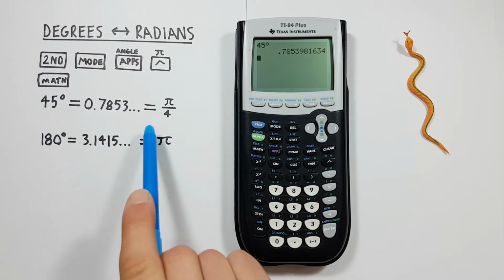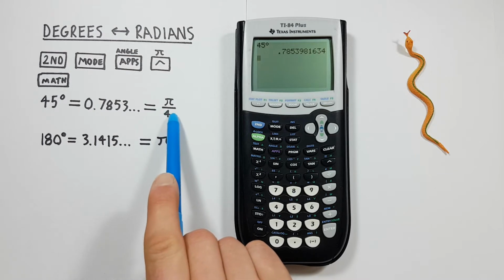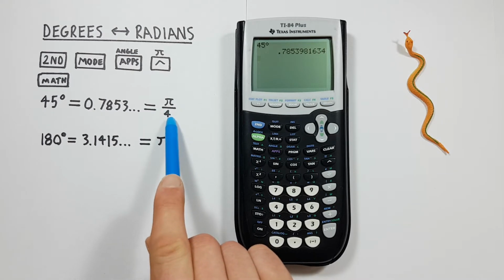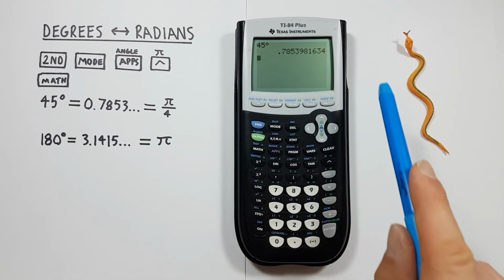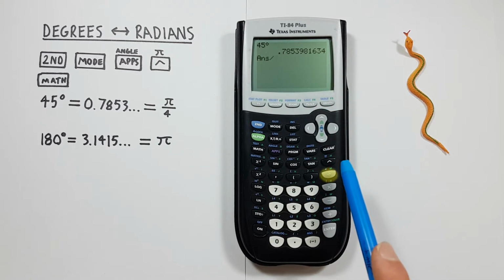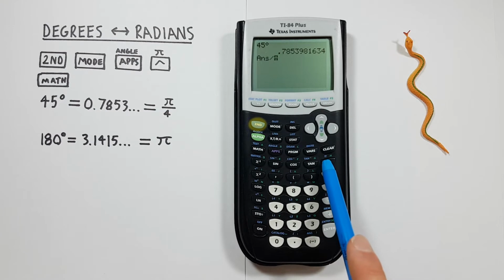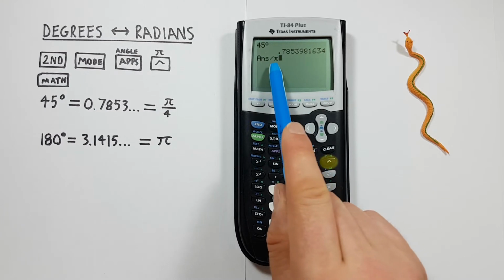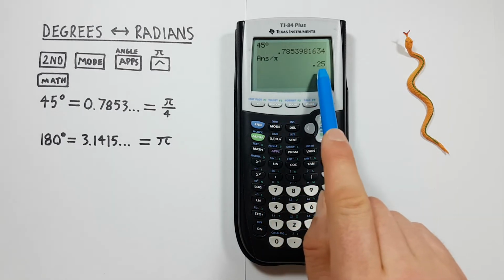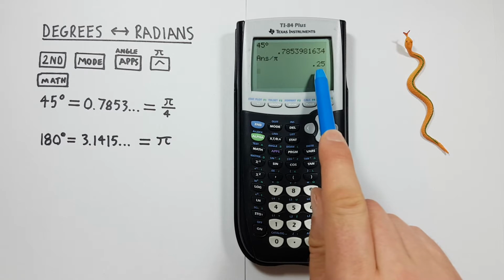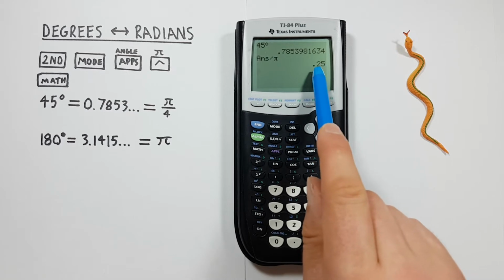But what if we want it in this format with pi? Well, to do that, all we have to do is divide our result by pi. So we can go divide, second, exponent key, because there's our pi, and press enter. And that gives us 0.25, which we should know is the same as the fraction of 1 over 4.